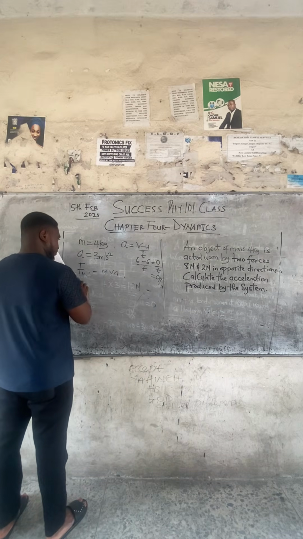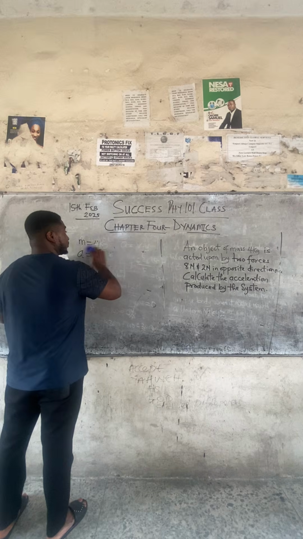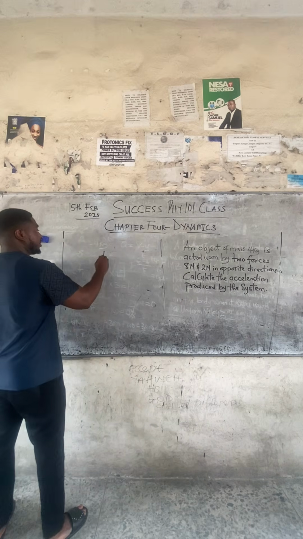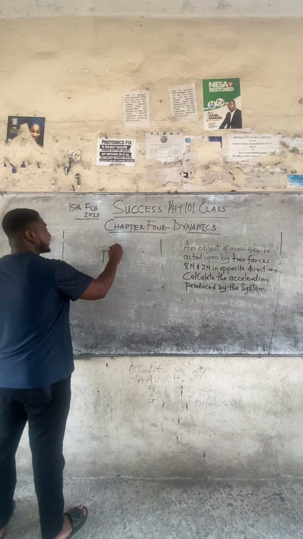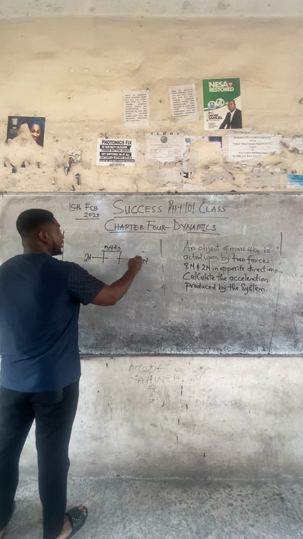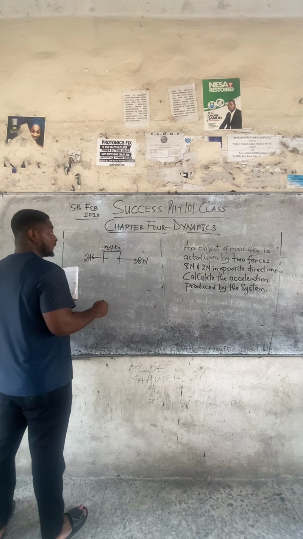Class, I believe you can solve this. An object of mass 4 kg. Mass is 4. Acted upon by two forces, 8 and 2 Newton, right? In opposite directions. Calculate the acceleration.